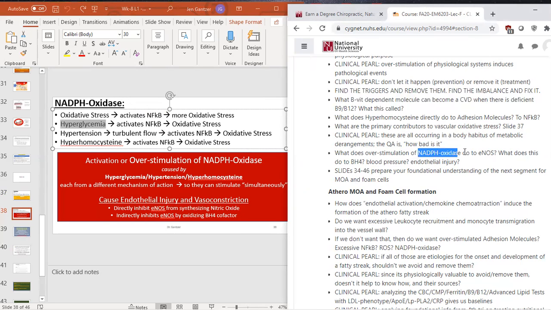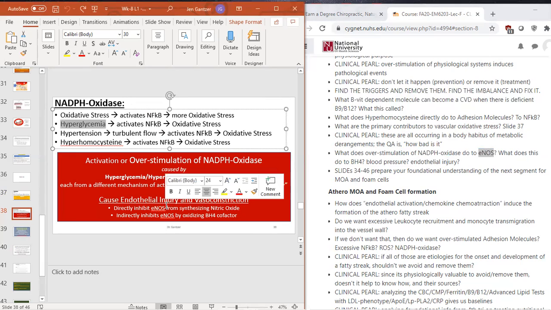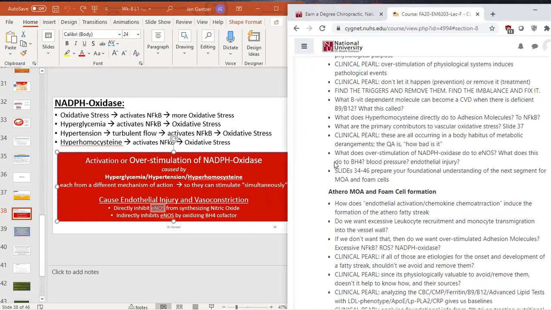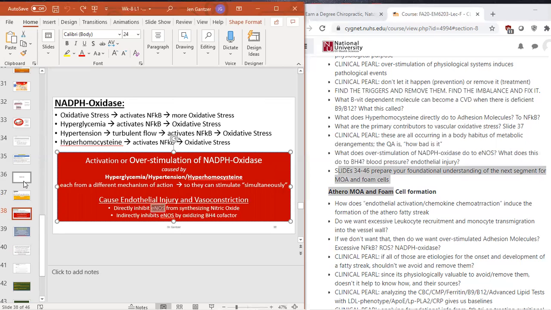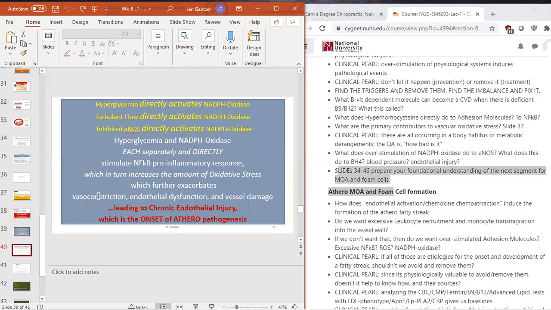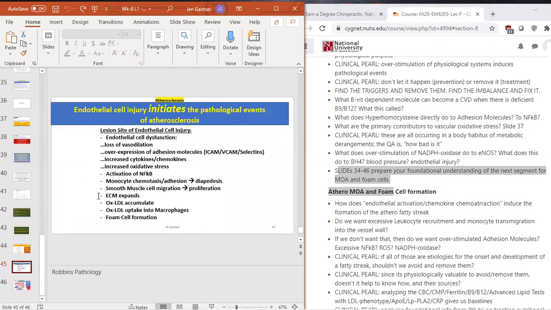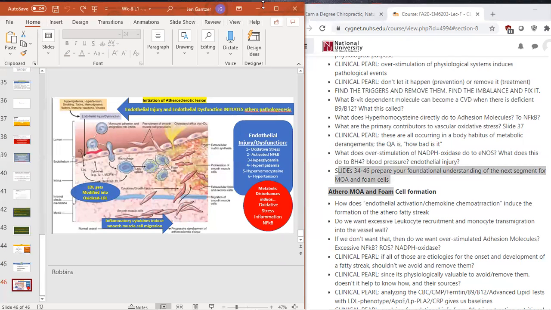So yes, overstimulation of NADPH oxidase is going to directly inhibit our eNOS. It's going to cause free radicals, which are going to oxidize our BH4. That lowers the bioavailability, and we have a worsening system where we cannot vasodilate. We have increasing blood pressure and hypertension, and that is definitely endothelial injury, which is our initial step of atherosclerosis. All right, so slides 34 through 46 are preparing you. So make sure that you recognize how all of these correlate together, and be sure you read through these and recognize it as we get into the foam cells.